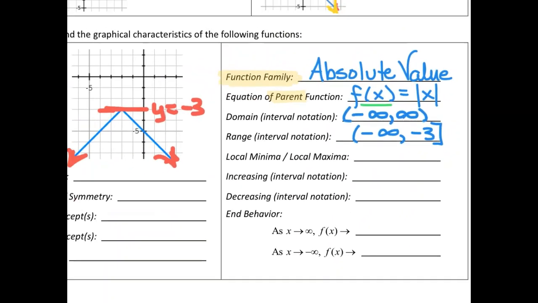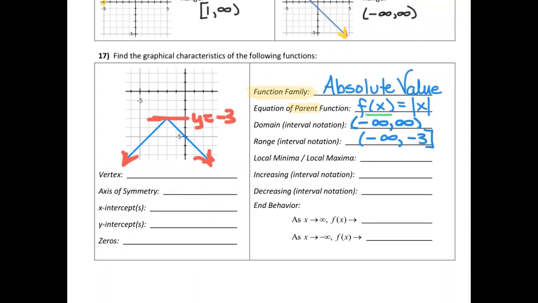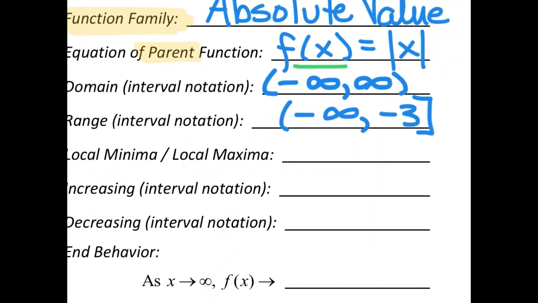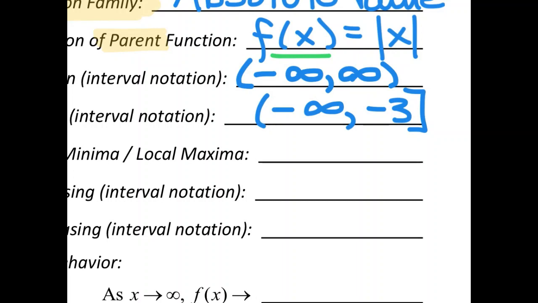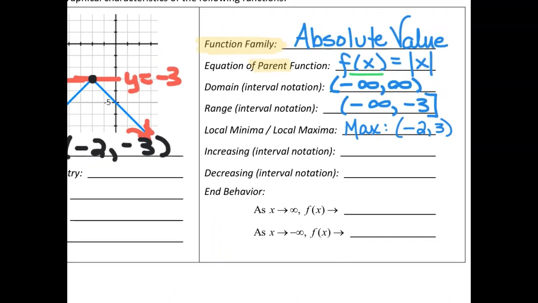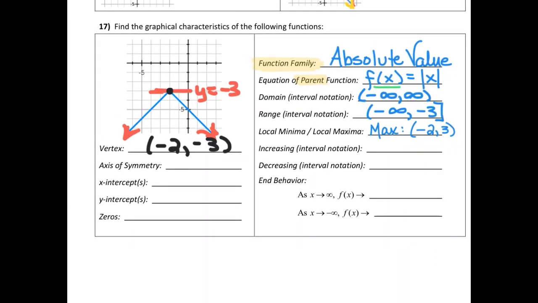The other thing to remember about every absolute value function is that the vertex, which is here at -2, -3, you can fill that in over here if you want at this point, is also going to be either a minimum or a maximum. In this case, it's a maximum. So let's say that the max here is the point -2, -3. Remember that you want to write either the word min or the word max so that we know which you're looking at.